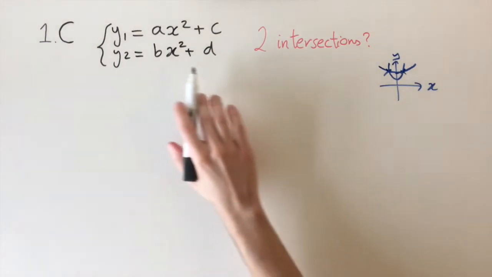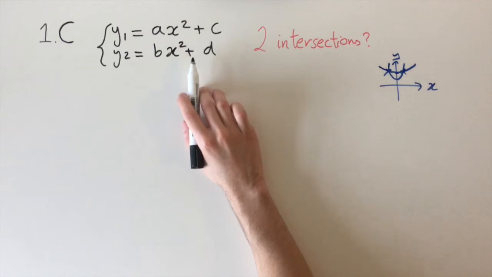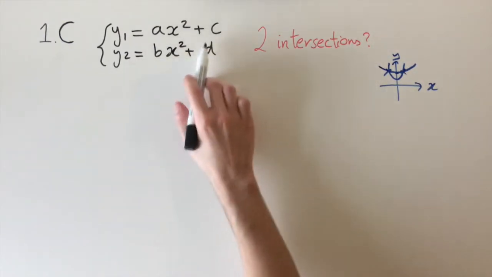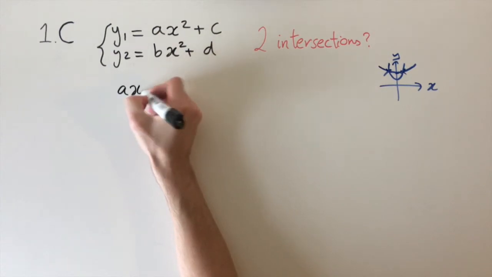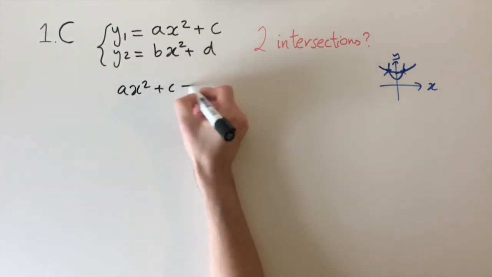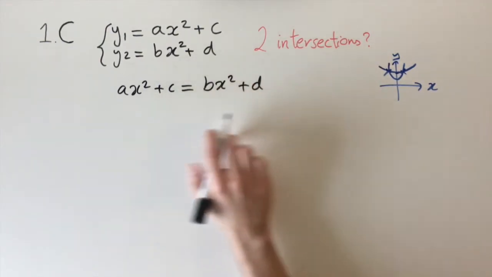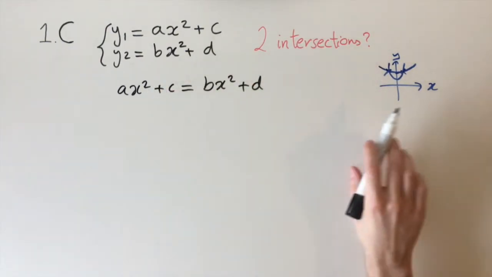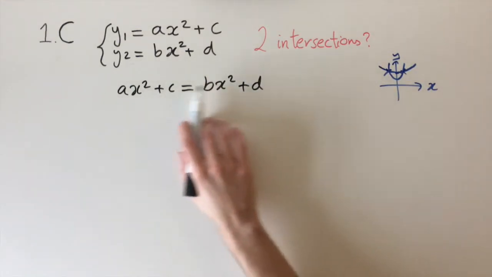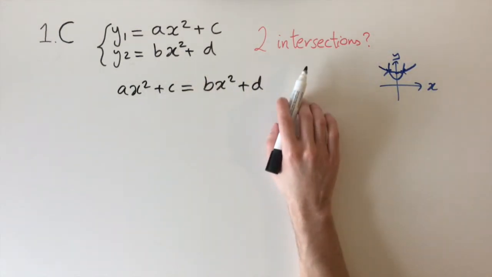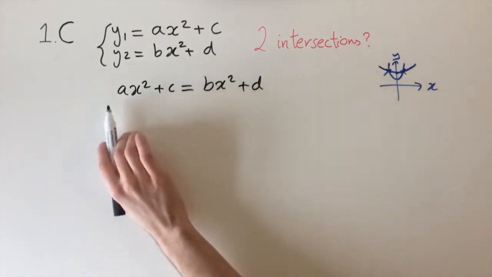To approach this, we can think about trying to find when these two graphs intersect. And the way we do that is we just set these two equations equal to each other. So if we have ax squared plus c equals bx squared plus d, then now we're asking for what values of x do these two graphs touch, do they come in contact. So we can try and find when we're going to have two intersection points. Now this is just a nice algebra question, so let's just rearrange.